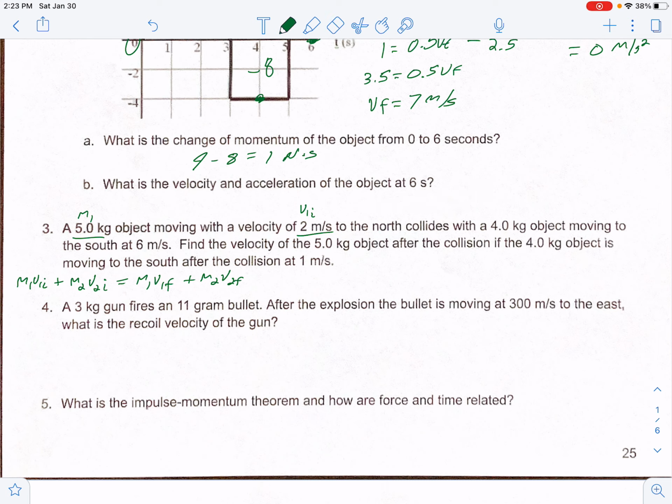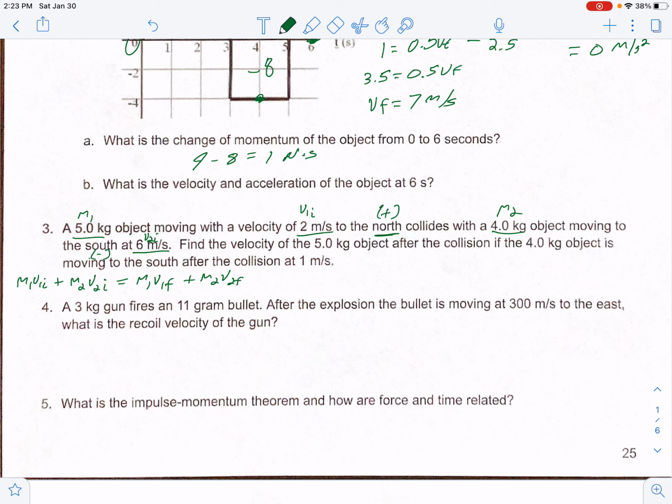To the north, okay, so this is where you have to be careful. You have to watch out for directions. They were saying north and south, so you need to pick one to be positive and one to be negative. I'm going to say north is positive. Collides with a 4 kilogram object, so there's my mass 2. Moving to the south at 6 meters per second. I'm going to say south is negative. And I have v2 initial right here.